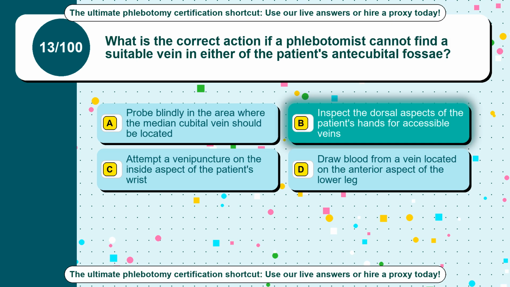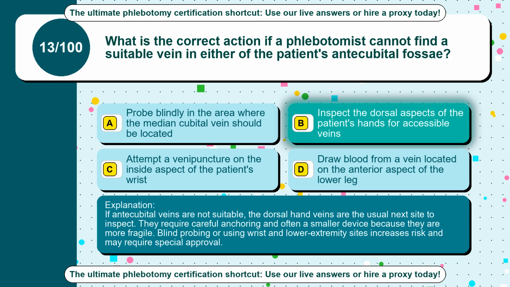The correct answer is option B. Inspect the dorsal aspects of the patient's hands for accessible veins. If antecubital veins are not suitable, the dorsal hand veins are the usual next site to inspect. They require careful anchoring and often a smaller device because they are more fragile. Blind probing or using wrist and lower extremity sites increases risk and may require special approval.